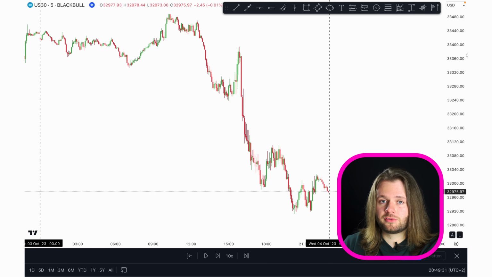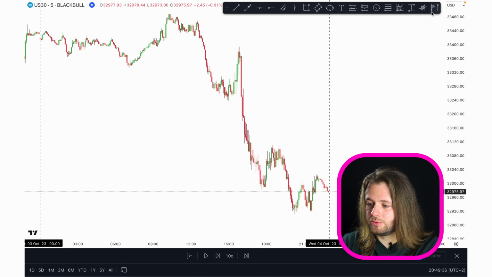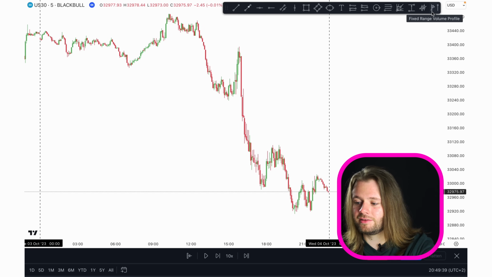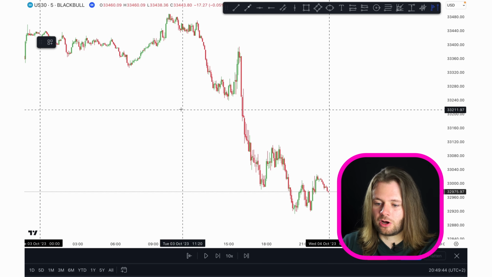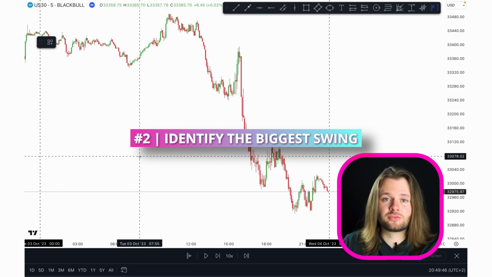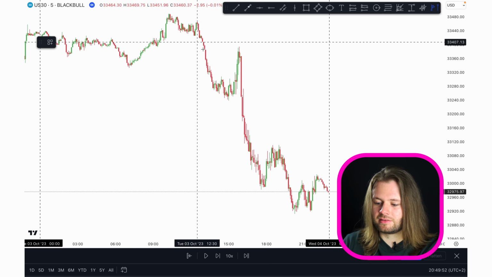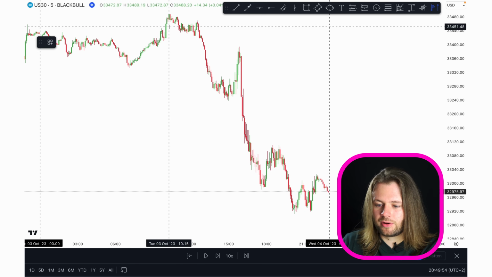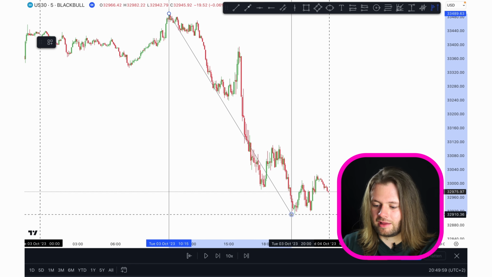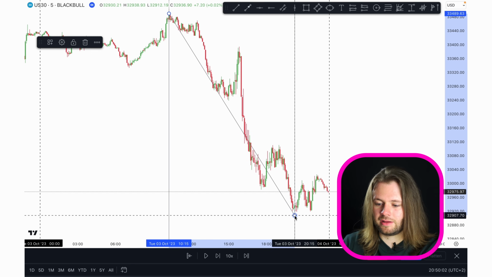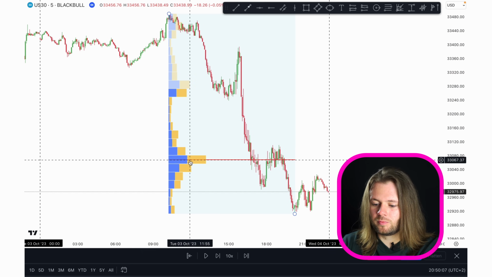Now the next thing you are going to want to do is select one of the tools on TradingView, and this tool is called the Fixed Range Volume Profile. Once you've selected this tool, you want to go ahead and look at the biggest swing of the previous day. As we can see, the biggest swing is this downtrend over here. So we want to select the top of the downtrend and drag it down and select the bottom of the downtrend. This will provide you with a volume level.